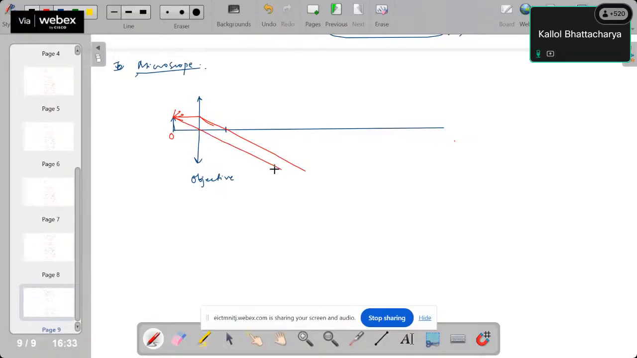Now these two rays will meet somewhere. Well, they're not meeting, I'm trying to make them meet. So here, the tip of the object is recreated. This is my image of the object after the objective lens. This is called the intermediate image.